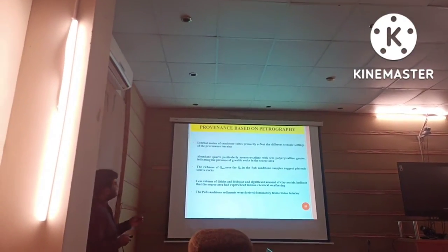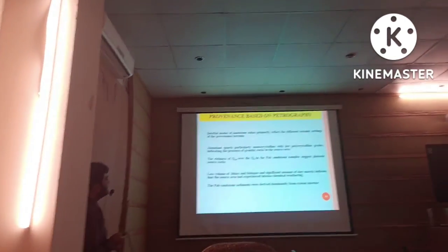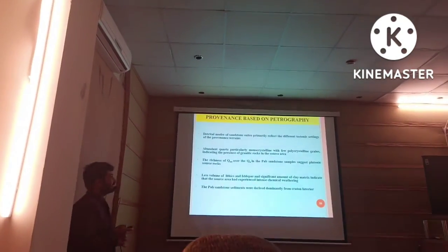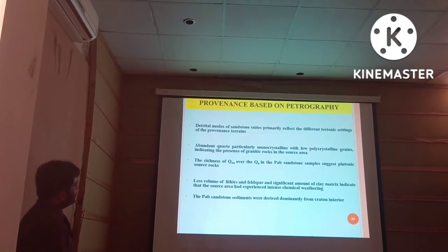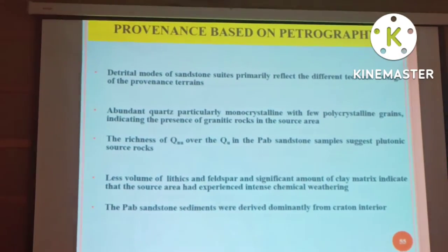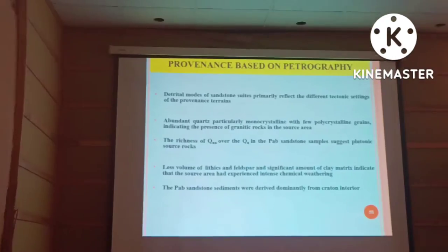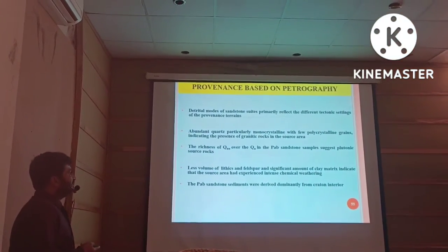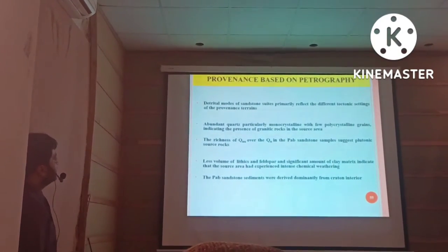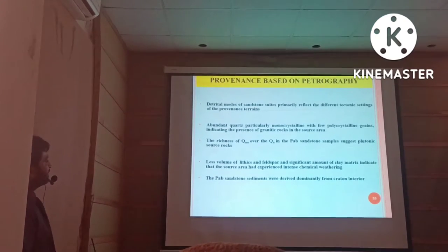Quartz that was identified in the various slides, particularly of monocrystalline nature, with only a few polycrystalline grains, indicates the presence of granitic source rock in the source area. Furthermore, the richness of quartz, non-undulatory or undulatory, in the Pab sediments also suggests a plutonic source. Besides, the low volume of lithics and feldspar, and a significant amount of clay matrix, indicate that the source area has experienced intense chemical weathering, and Pab sandstone sediments were derived dominantly from the craton interior.